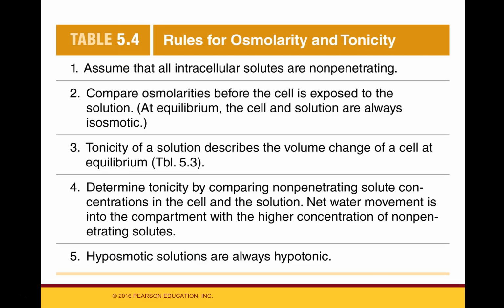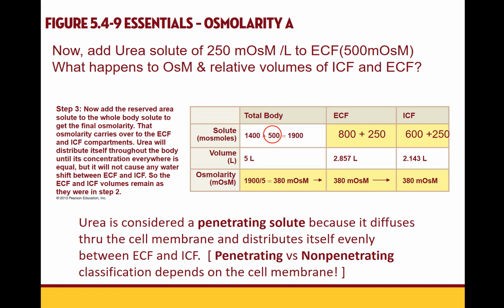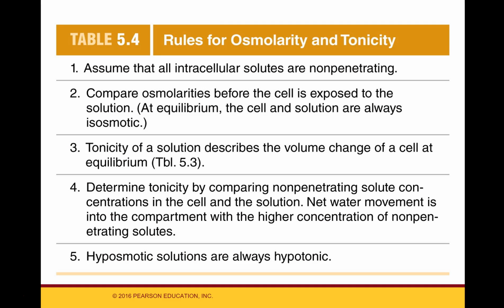If you're going to define osmolarity and tonicity, you need to assume that all intracellular solutes are non-penetrating. The solutes are already in your cell, they don't move, that's why they're there. Compare osmolarities before the cell is exposed, then after. Tonicity of the solution describes the volume change in cell equilibrium. Determine the tonicity by comparing non-penetrating solute concentrations of the cell to those of a solution compared to the penetrating. So this is what we're talking about here. So what changes if it's penetrating versus non-penetrating? Then you can define it as which of these ones we're talking about is the definition. Also to know that if it's hypoosmotic, it's always hypotonic.